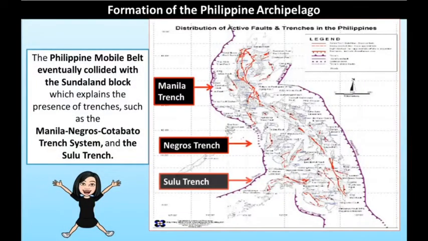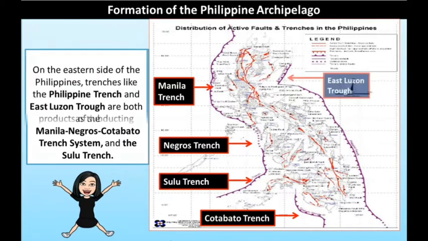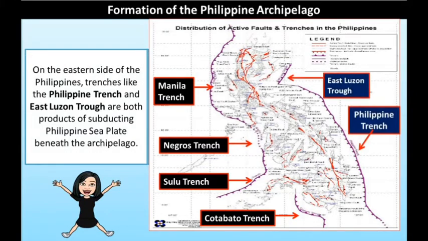The Philippine Mobile Belt eventually collided with the Sundaland Block, which explains the presence of trenches such as the Manila, Negros, Cotabato Trench System and the Sulu Trench. On the eastern side of the Philippines, trenches like the Philippine Trench and East Luzon Trough are both products of the subducting Philippine Sea Plate beneath the archipelago.